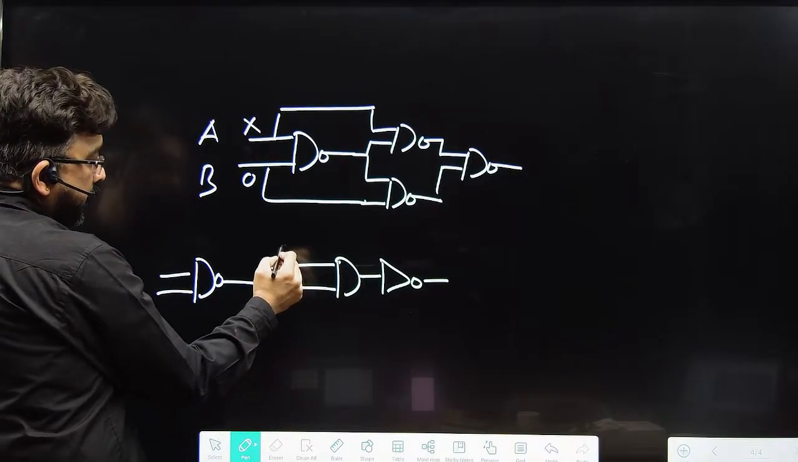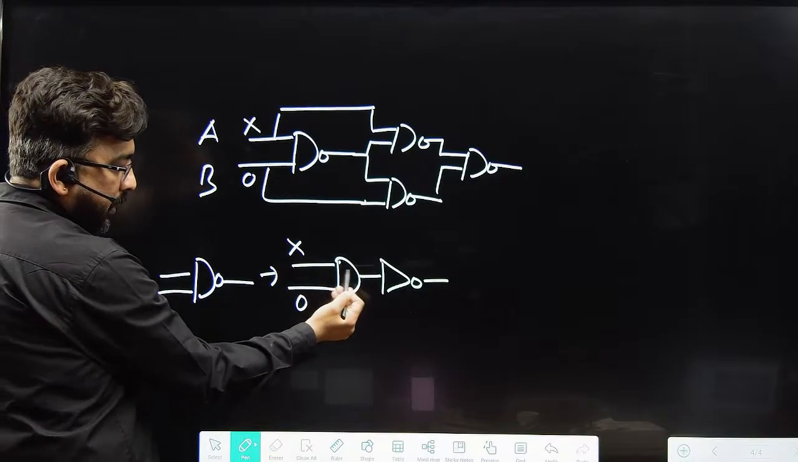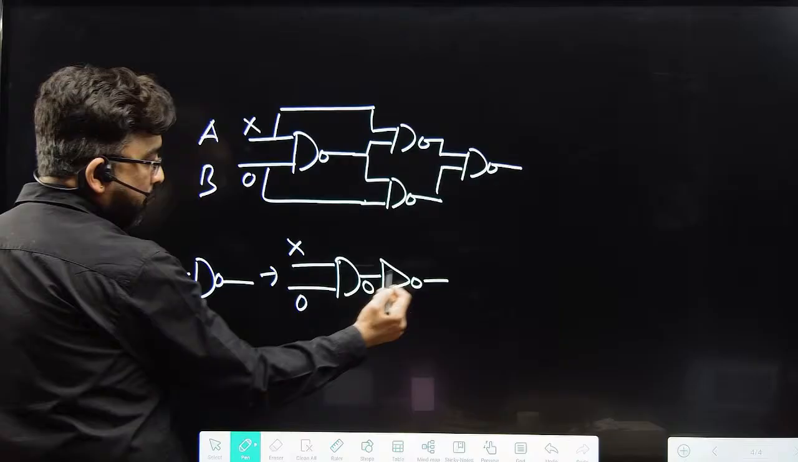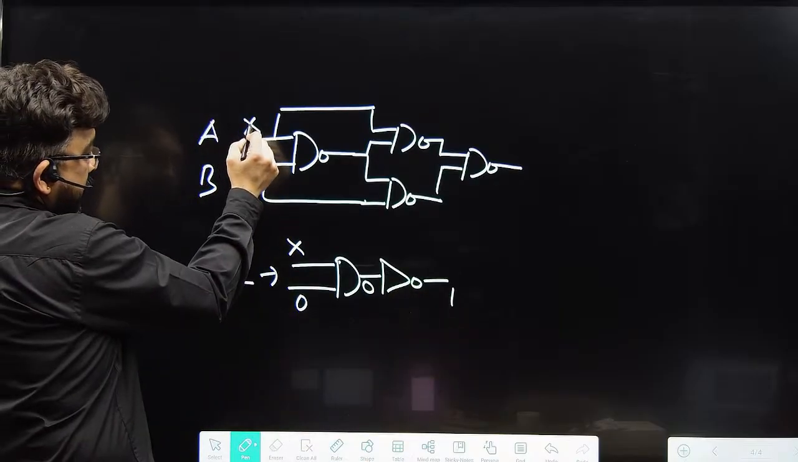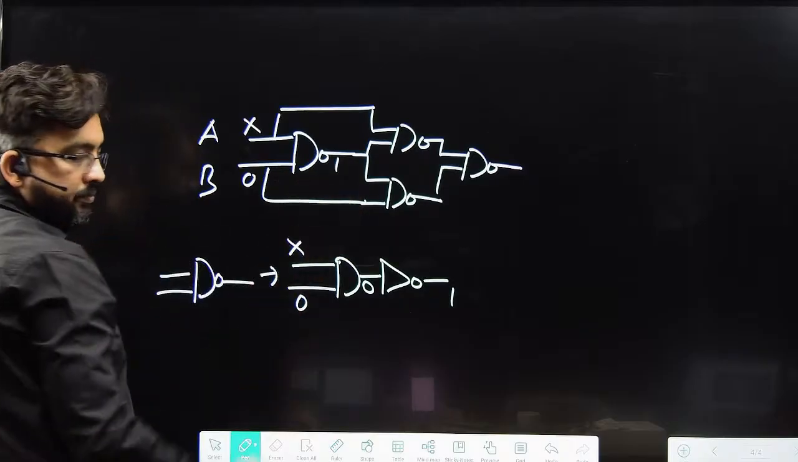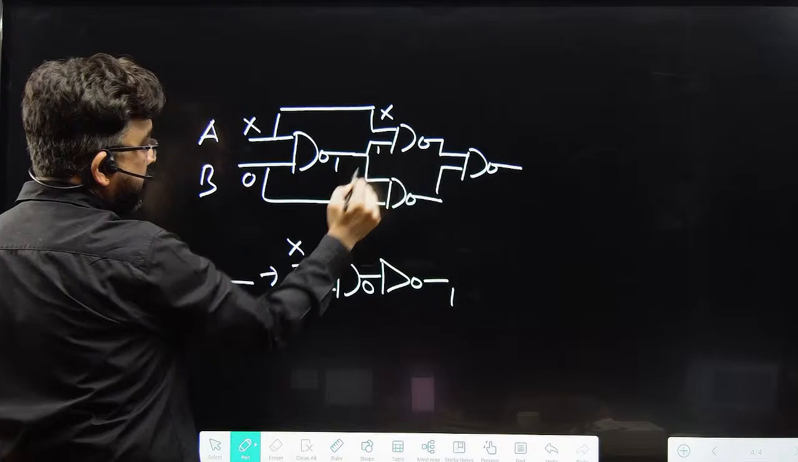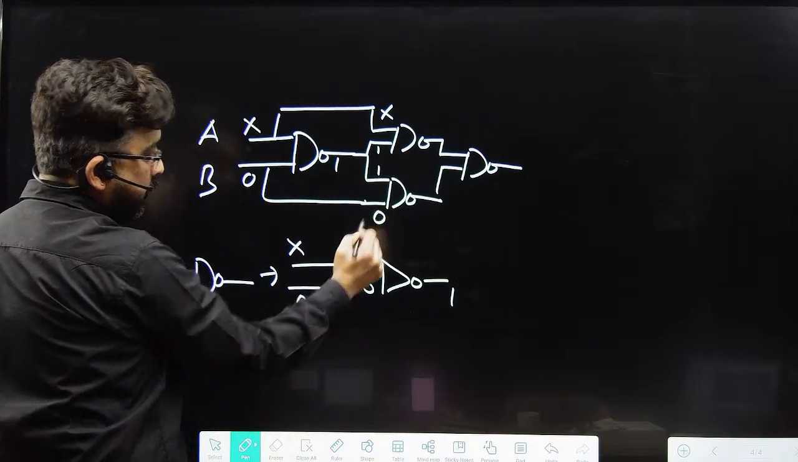So if I give X and 0 here, X and 0 passed by the AND gate is 0, because priority has been given to 0. Now the 0 passed by the inverter is 1. So in that case, 0 and X will give 1. Now this 1 is here and this 0 is here.